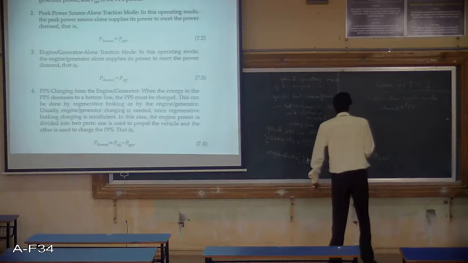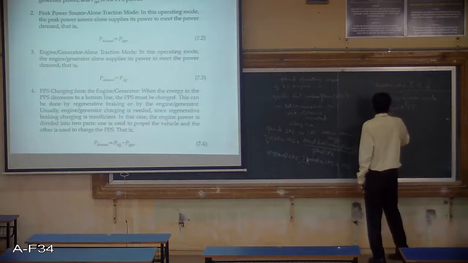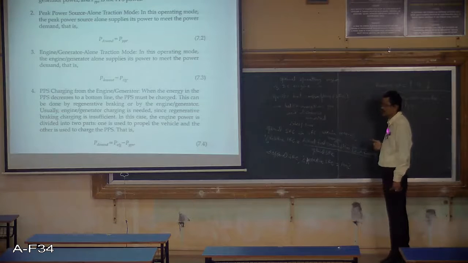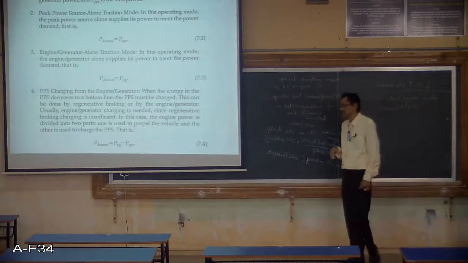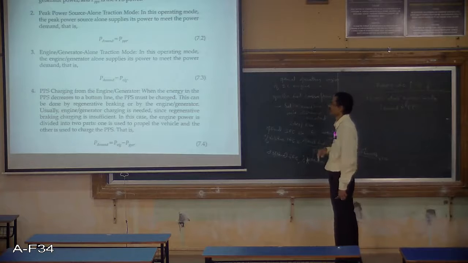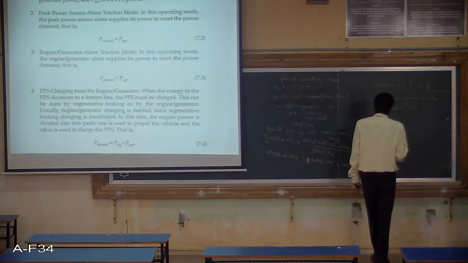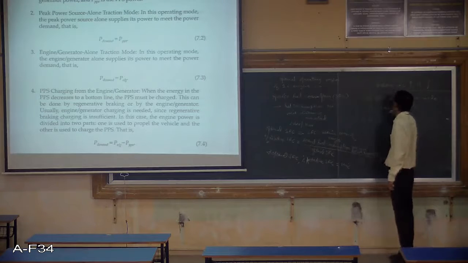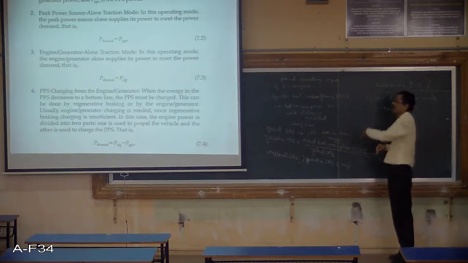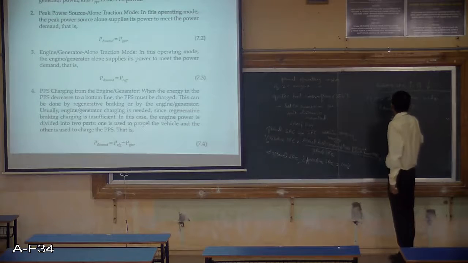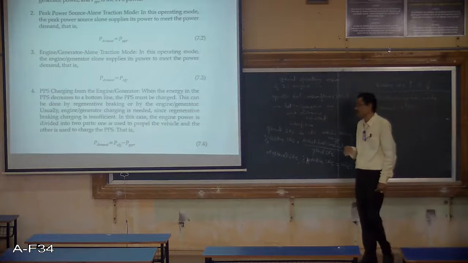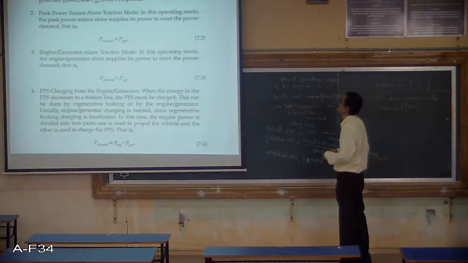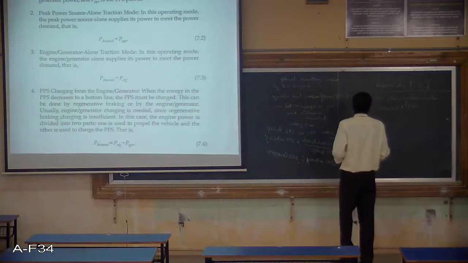So this can happen when the vehicle does not require more tractive effort, when it is moving on a plane surface with sufficient speed, so that whatever small demand power is there for the rotation of the wheels of the vehicle can be supplied by using this peak power source. So that is the second mode of operation, which is PPS alone traction mode.